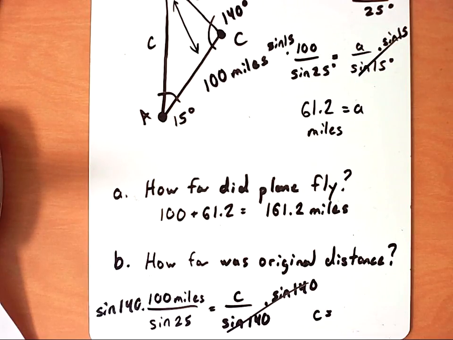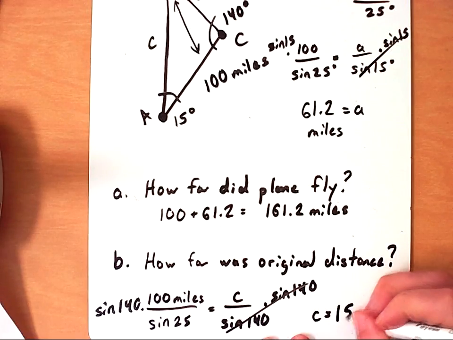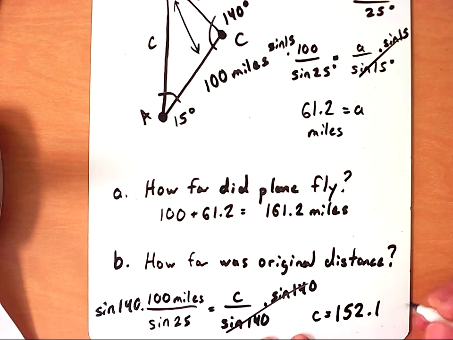And if I do this, enter it into the calculator. So we have the 100 divided by the sine of 25 times the sine of 140. We get that the original flight would have been 152.1 miles.